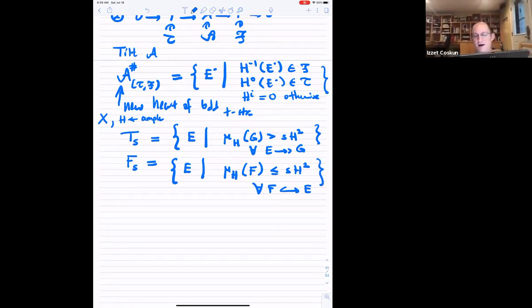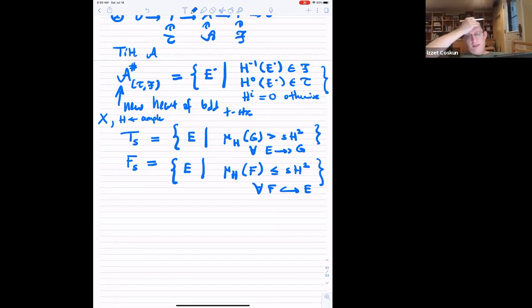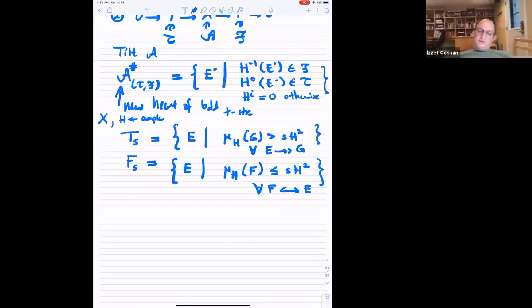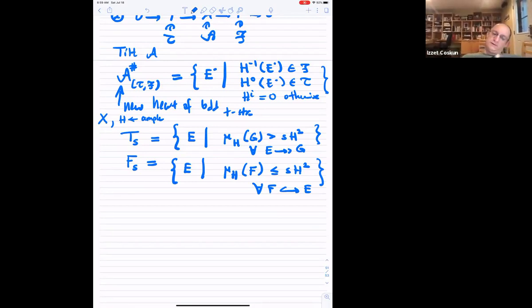Okay, so the way you should think about it is that you look at sheaves E such that in the Harder-Narasimhan filtration, with respect to the Mumford slope, all slopes are bigger than S H squared, and you look at those where all slopes are less than or equal to S H squared. Okay, this is a torsion pair for the category of coherent sheaves, right?